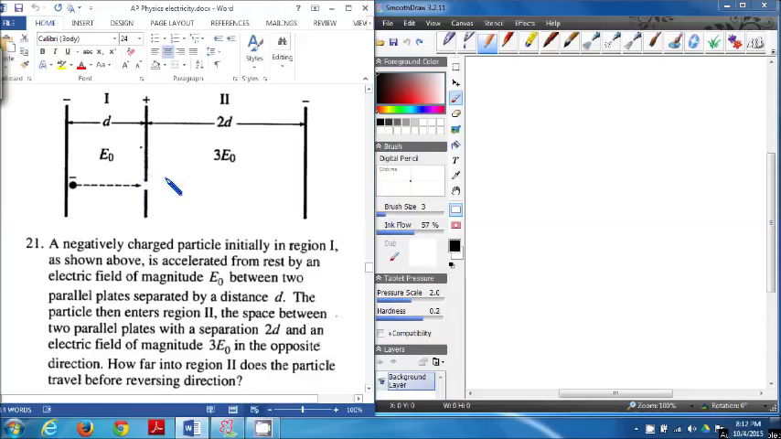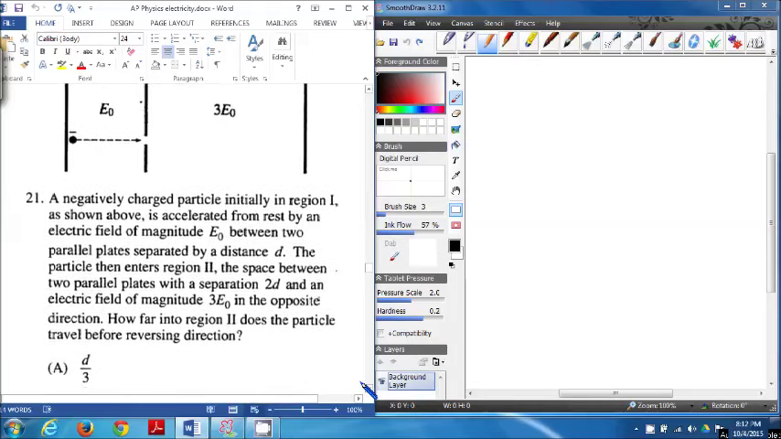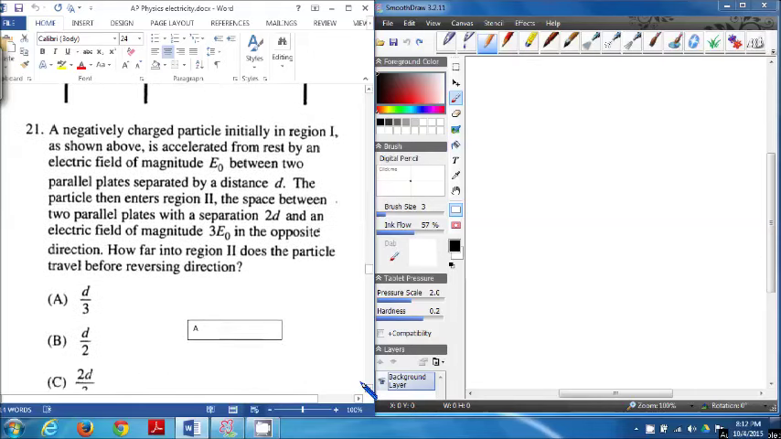So it has to move. The force into distance here should become E0D. So the force here is 3E0. Now for it to become E0D, it has to move a distance of D by 3. 3E0 into D by 3 is E0D. So it will move till a distance of D by 3 before it reverses the direction. So answer is A.